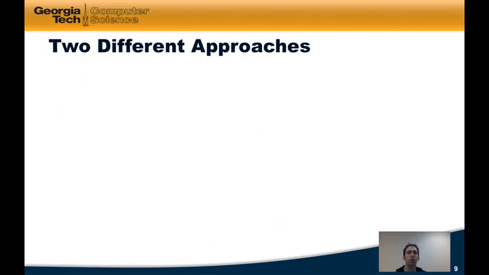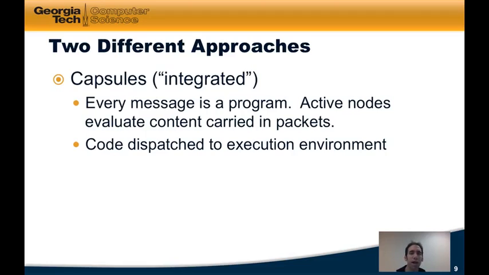So there are two different approaches to active networks. The first was a rather extreme approach, and that was essentially that every message or every packet actually carried a program. And active nodes along the network path would evaluate that code that was being carried in the packet. So the code, as it was carried in the packet, would be dispatched into an execution environment that was running on a programmable switch or router.